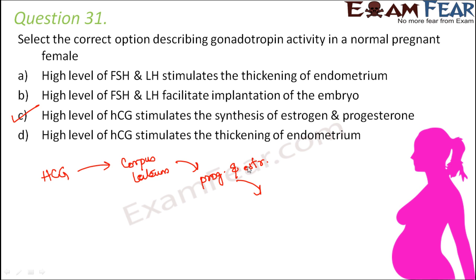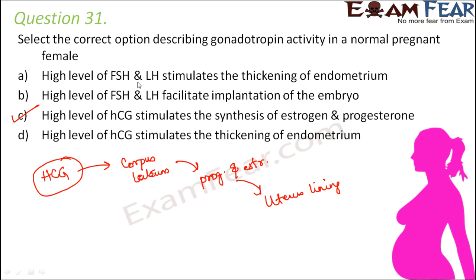Now if these get secreted continuously, then what happens? The uterus lining gets thickened, because as I said, progesterone and estrogen thicken the endometrial lining of the uterus. So the uterus lining gets thickened so that it can sustain the growing fetus. So if you see, HCG plays a very crucial role during the early days of pregnancy.